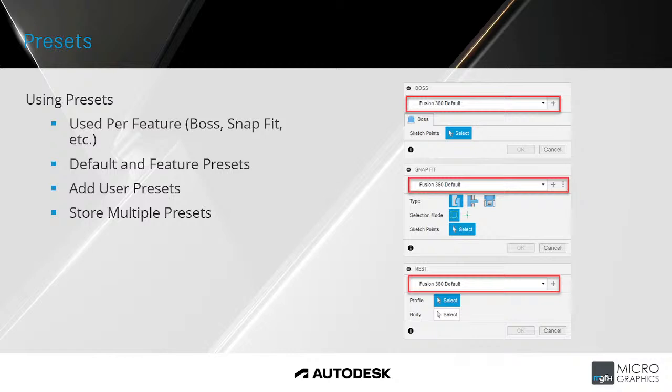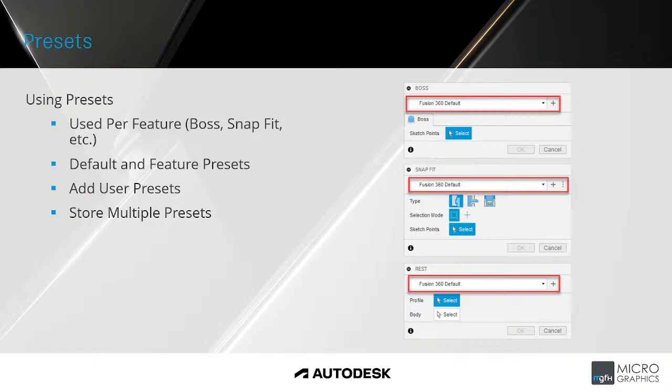Then when you are creating your feature, there would be the Fusion 360 default preset, but you can also adjust those presets. So we can see there we've got the used per feature. So the presets are set per feature. Create a boss feature, it has a preset. And then we can see that we have essentially default presets. So the Fusion 360 default. And when you go away from those defaults and you adjust and you set your own values, that then becomes what's called a preset feature. And that can also be saved as a user preset.